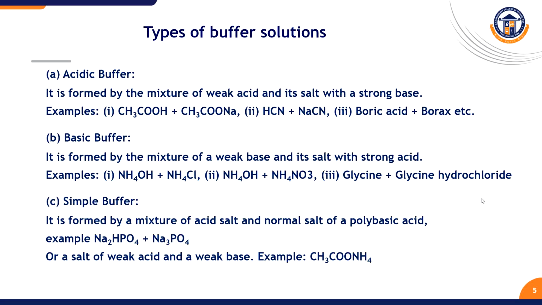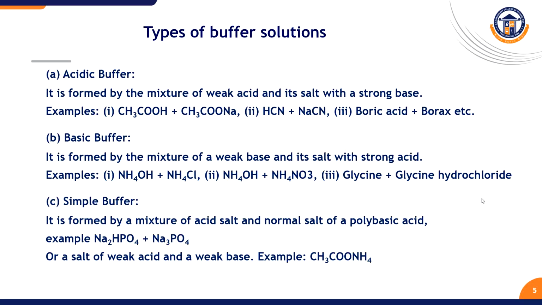Types of buffer solution: acidic buffer and basic buffer. So what is meant by an acidic buffer? It is a mixture of a weak acid and its salt. Very good examples are acetic acid and sodium acetate, HCN and sodium cyanide, and boric acid and borax. These are all good examples of acidic buffers.